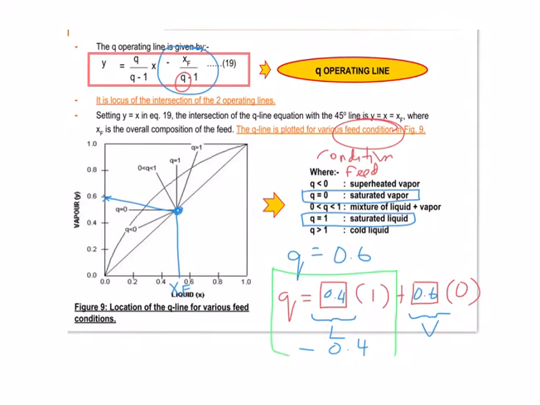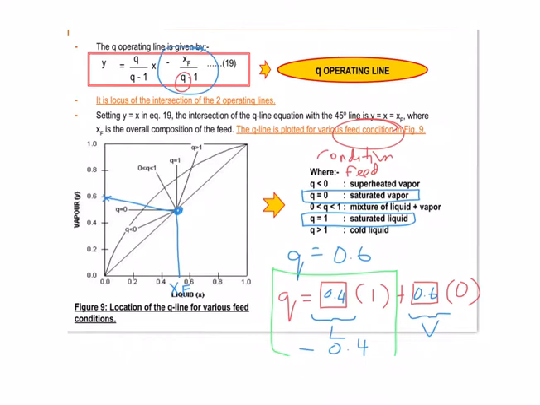Okay, so now let's discuss how you draw the Q operating line. The Q operating line is given by an equation of a straight line, which is y = (q/(q-1))x - xF/(q-1). This is the equation of the Q operating line when you are given the condition of the feed. There are many conditions of the feed that I have mentioned to you.